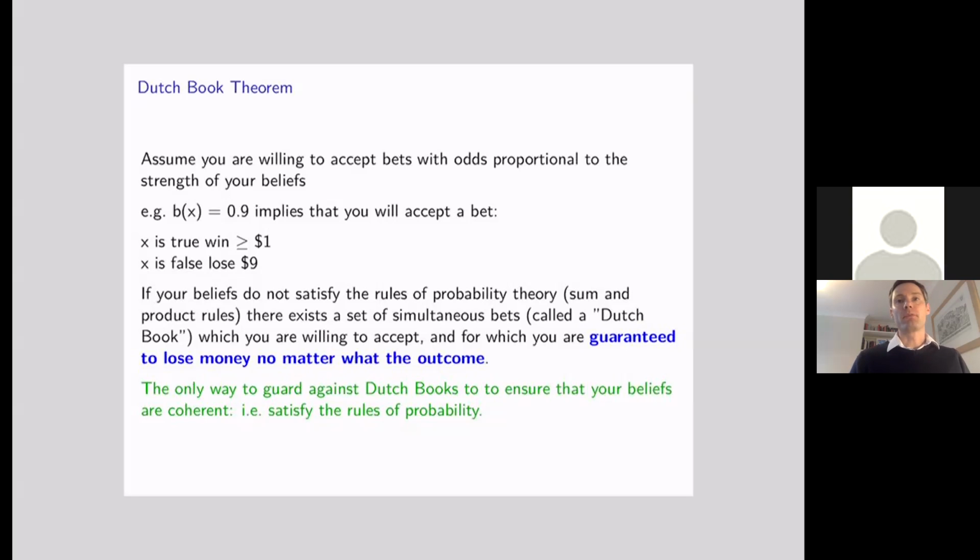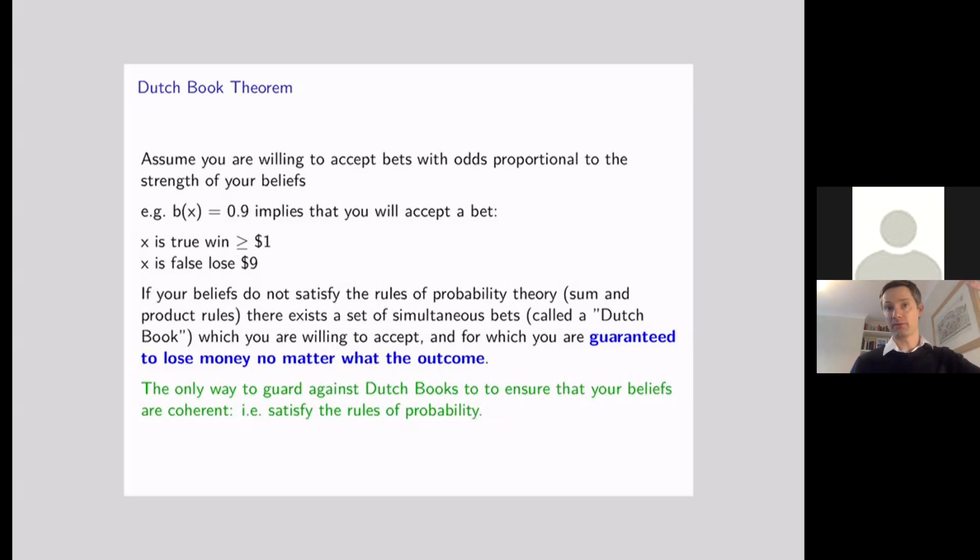So the Dutch book theorem says, assuming that you're going to operate according to that principle, then if your beliefs do not satisfy the rules of probability theory, i.e. they do not conform to the sum and product rules, there exist situations where I can offer you a set of simultaneous bets, called a Dutch book, which you'd be willing to accept and for which you are guaranteed to lose money.